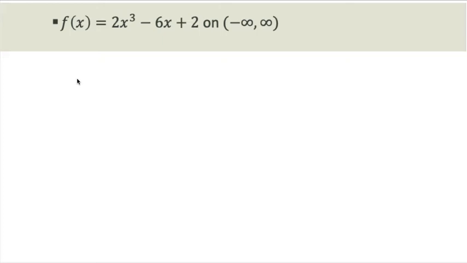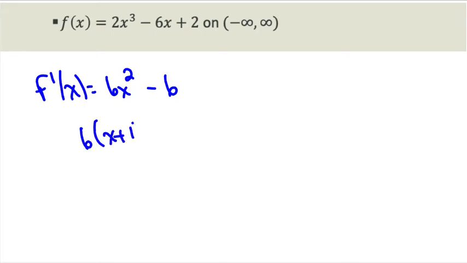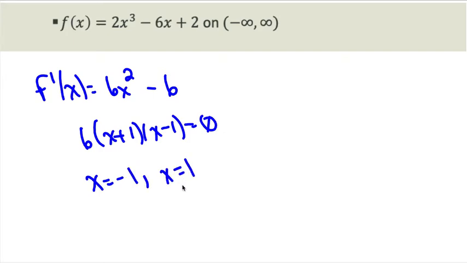So as soon as my board decides to work here, there we go. First thing we have to do is find our derivative. So f prime is 2x cubed, the derivative of that would be 6x squared, minus the derivative of 6x is 6, the derivative of 2 is 0. So factor this: 6x plus 1, x minus 1 equals 0. So I have two potential, keyword potential, maxes or mins, okay?